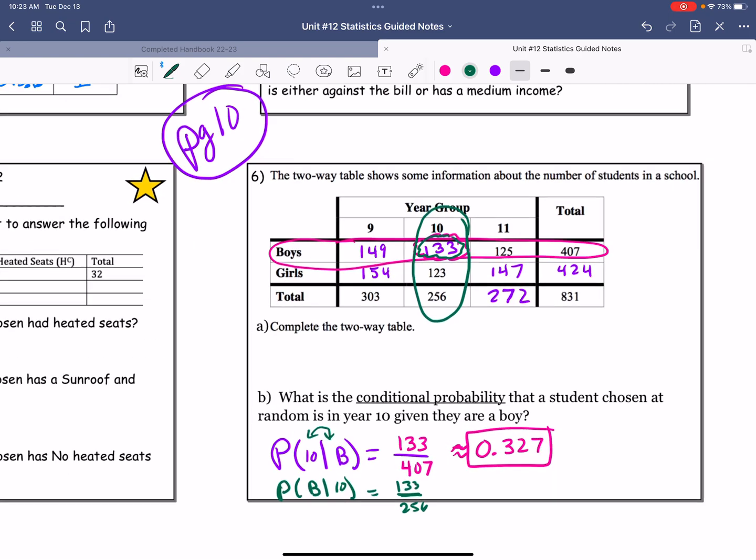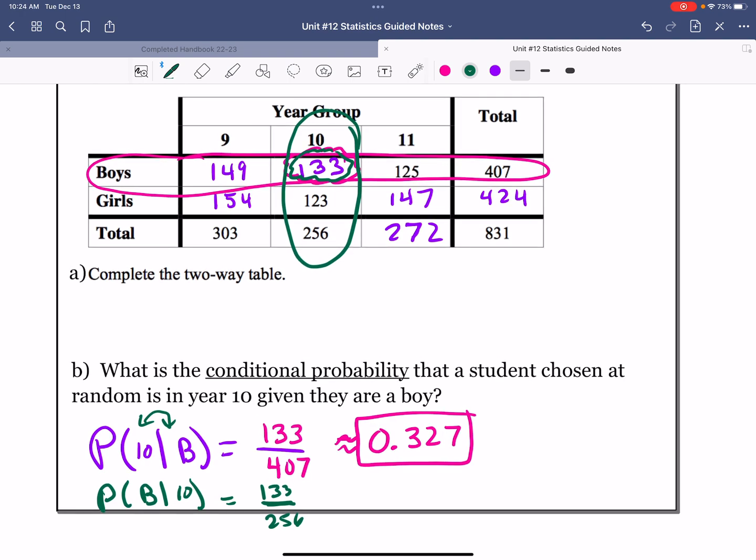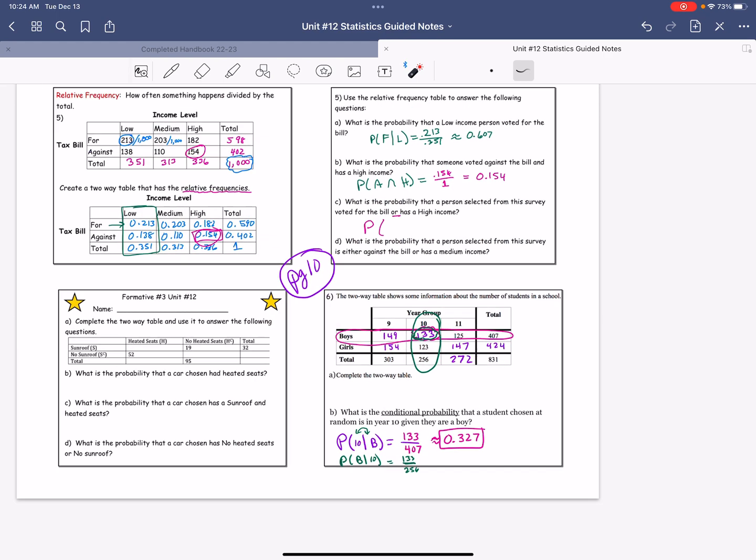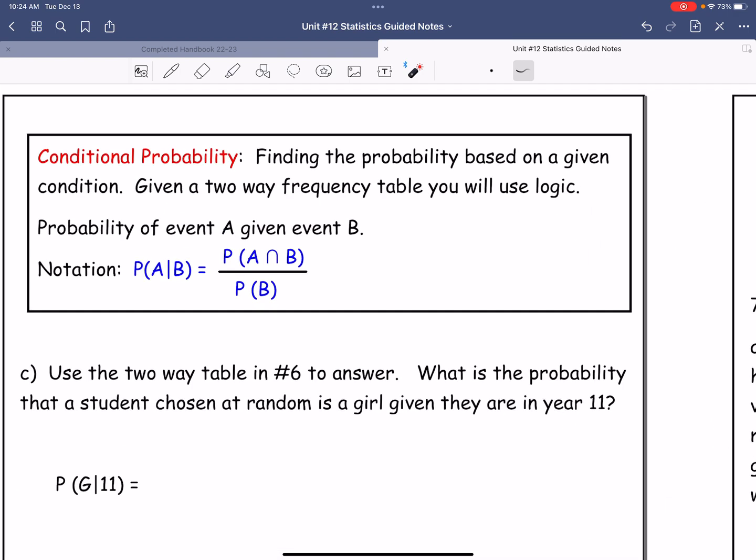If we look at the previous problem, we got 133, which is the and of where the two intersect, over the probability of boys, the total for boys. This one we found the and, which is 133, over the total for year 10, which is 256. So the same thing's going to happen here. It's the and, where A and B both occur, over the probability of what was given.